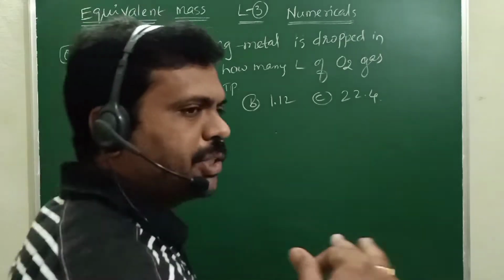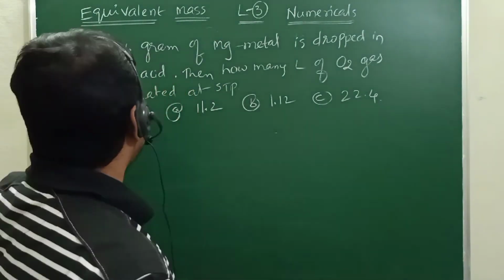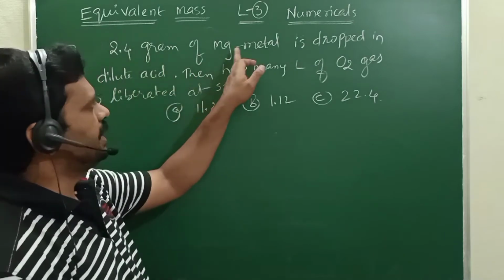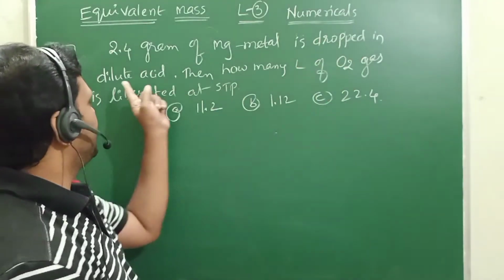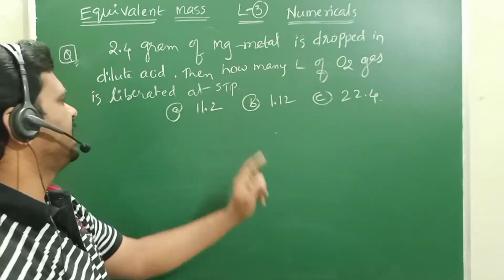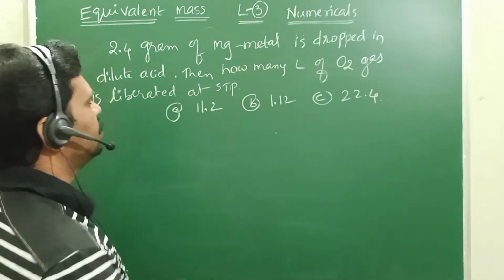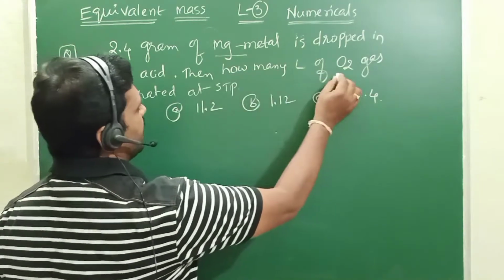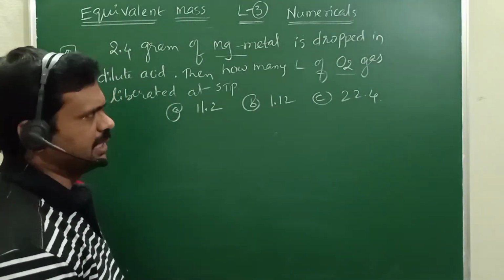Right. The next numerical is that 2.4 grams of the magnesium metal is dropped in dilute acid. Then how many liters of oxygen gas is liberated at STP? So here the magnesium metal is dropped in acid and it is liberating the oxygen gas.